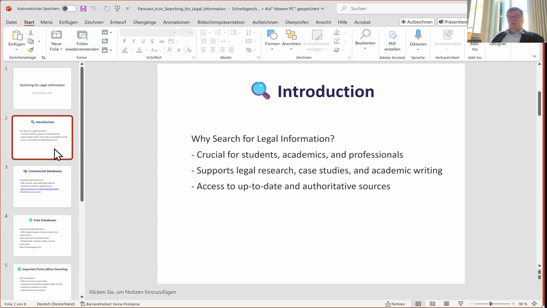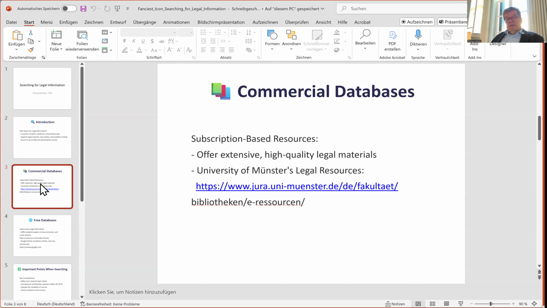Legal information is crucial for students, academics, and professionals, especially in the light of the essays for LDE. Additionally, it supports you on a day-to-day basis in case studies and academic writing. There are some databases which are sold commercially. They offer extensive high-level legal materials.